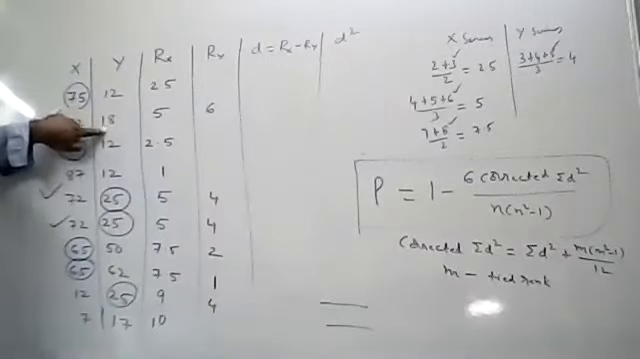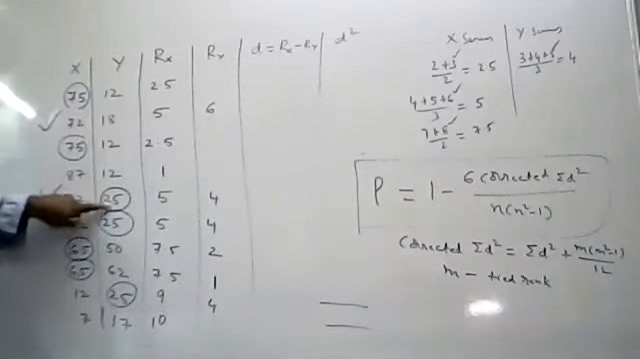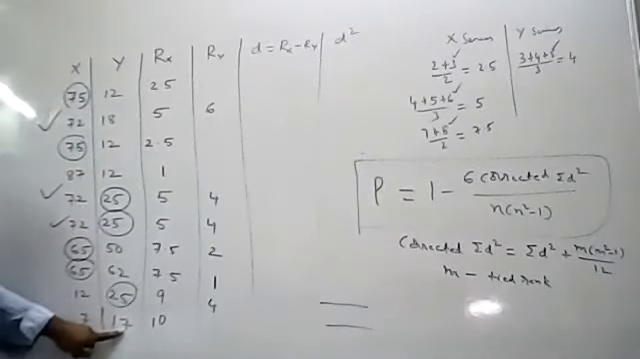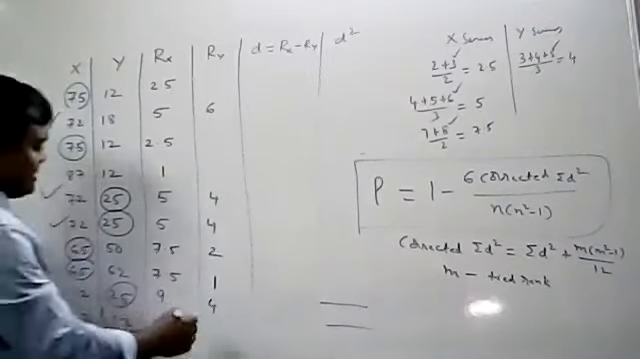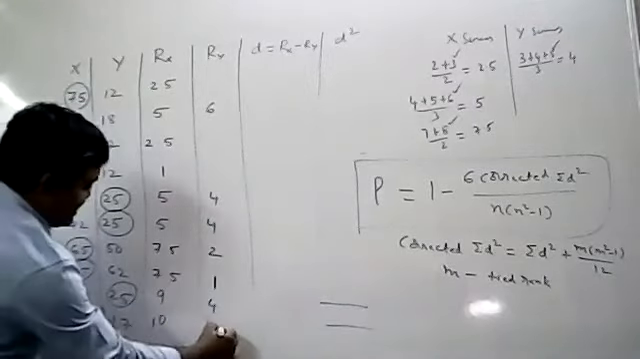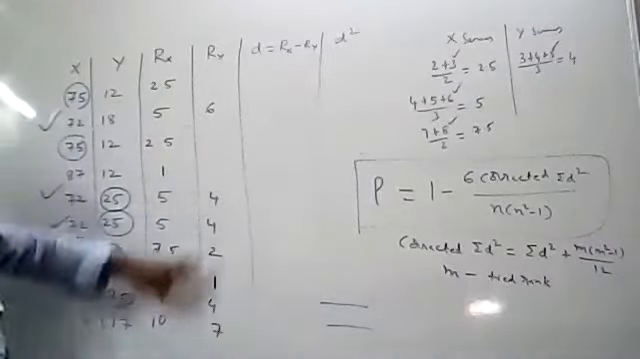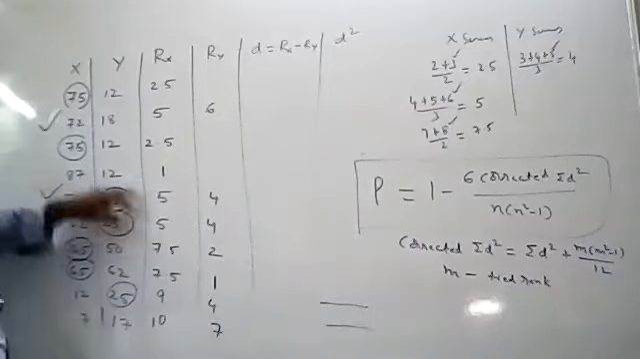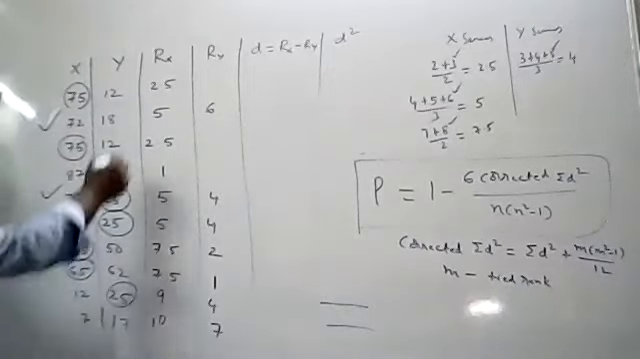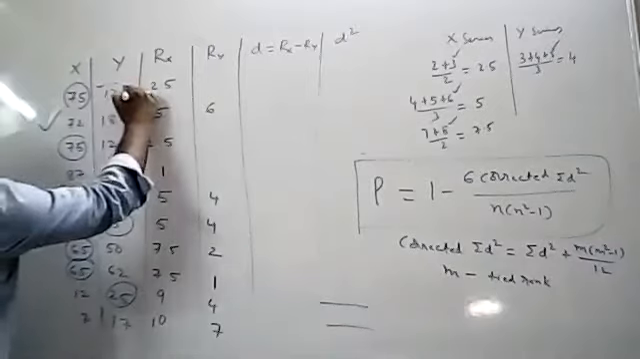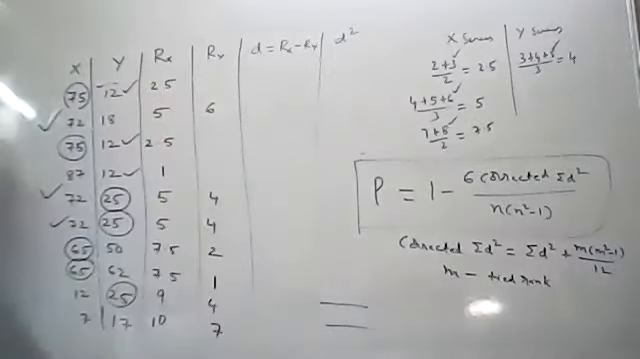So rank number 6. After 18, what is the highest value? 17. How many times is 17 there? Only 1 time. 1 time means there will be no problem. Directly you can assign rank number 7. 6 is completed. Next rank is 7. Okay. Next highest value, what is it? 12. But how many times is 12 there? See, 12, 12, 12. 3 times it is there.